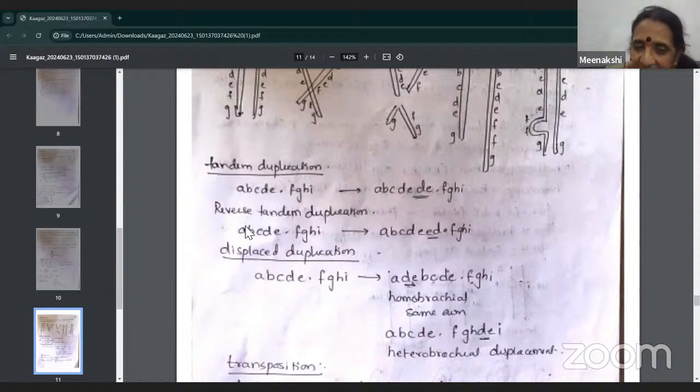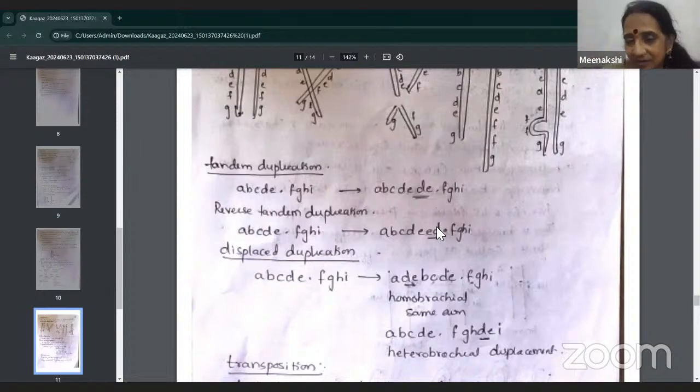Reverse tandem duplication. In reverse tandem duplication, you will see that DE is there. Reverse tandem. So ED, the duplication will be ED like that. This duplication will be taking place. So in my gene, now this gene is coding for one protein. Now with a change in these two, it will definitely change.